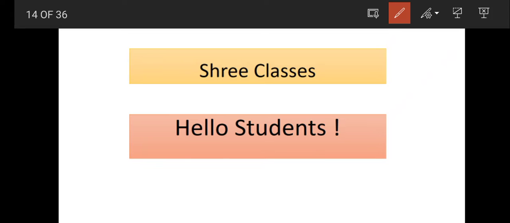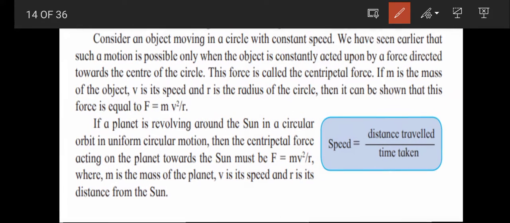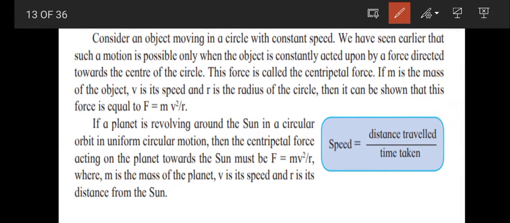Today we are going to discuss the further part of the topic gravitation. We started this topic and we discussed the laws of planetary motion, that means Kepler's first law, second law, third law, then gravitation, the gravitational constant, and Newton's law of gravitation. This concept we discussed. Now today we are going to discuss the further part.